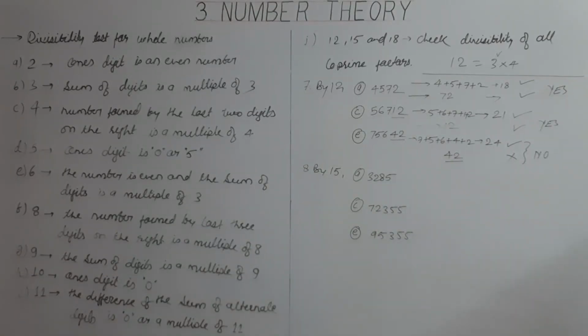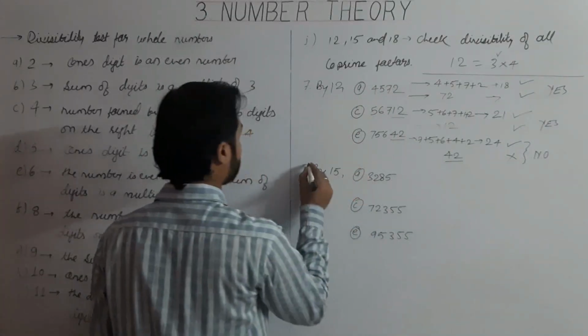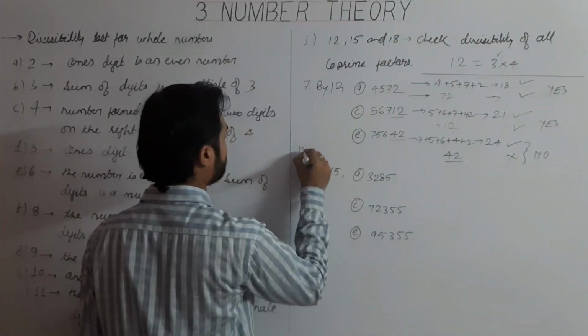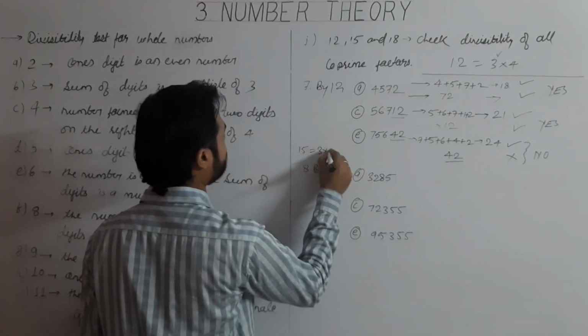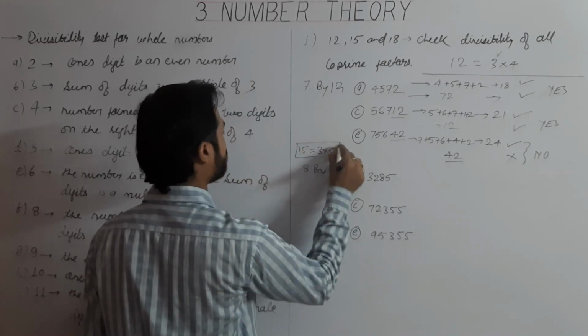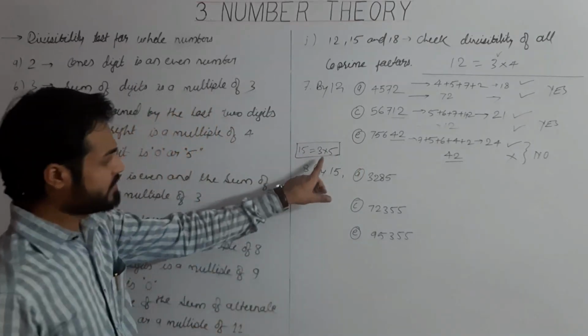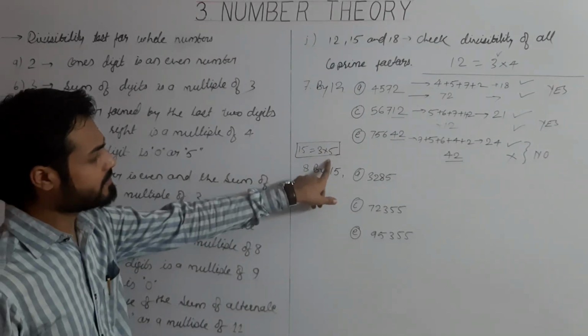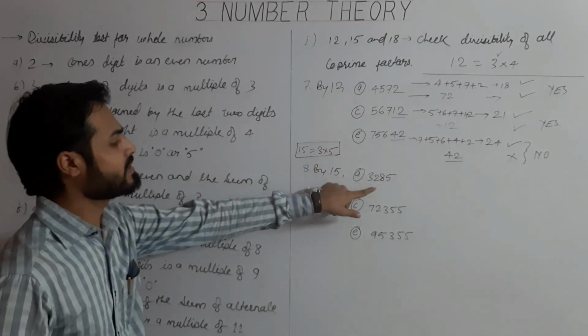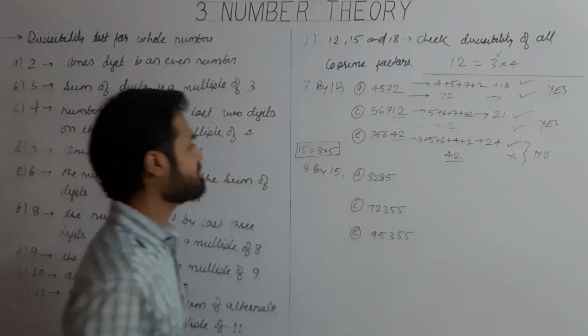Check divisibility of all co-prime factors. So for 15 we have 3 and 5. These are co-prime factors of 15. So again we have to check for 3 and for 5. If both satisfy, then we can say that this number is divisible by 15.